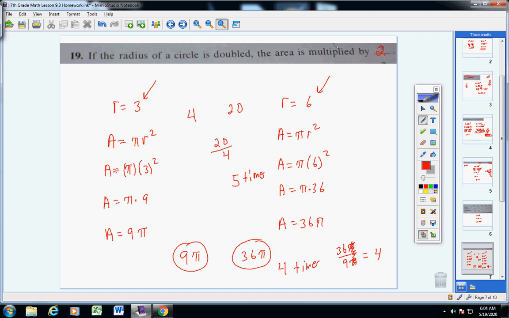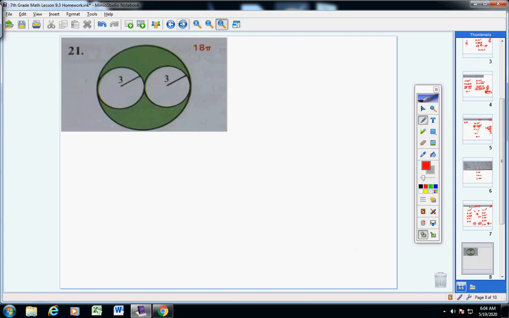So it's interesting when you double the area of a circle. No, sorry. When you double the radius of a circle, the area is quadrupled, or multiplied by 4. Okay? Alright, moving on. 21. Okay, now they want us to find the area of the shaded region.